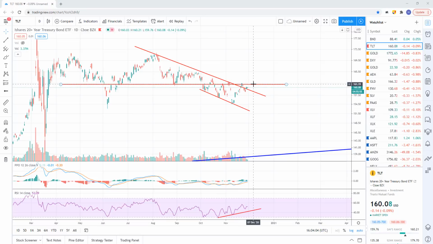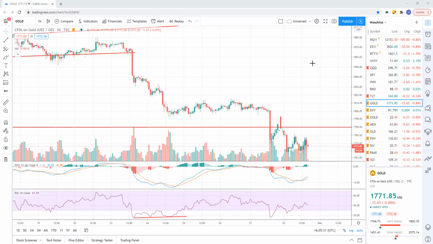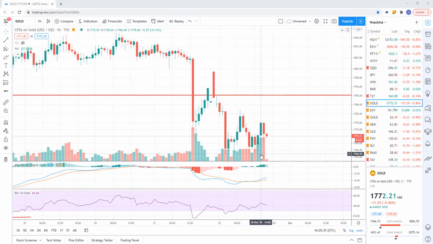So if we get some sort of a bullish candle, then that's going to be confirming that bullish divergence. So I'm watching this. And we'll wrap up with gold. I don't see anything else interesting. So we'll look at this gold chart.